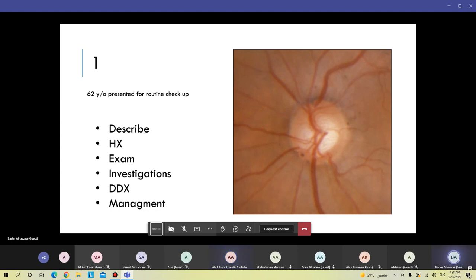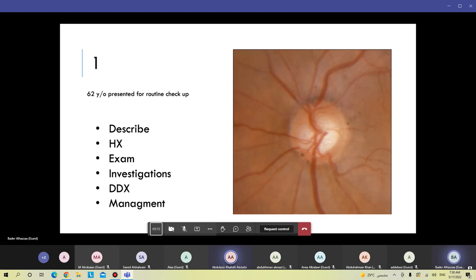Okay, how would you manage this patient? My goal is to lower the intraocular pressure by at least 30% if it was high. So I will start the patient on anti-glaucoma drugs. Depending on the cause, of course, I will select my drops based on that. I will start with, for example, prostaglandin drops. If the patient has uveitis or I suspect an inflammatory cause, I will refrain or use it with caution.